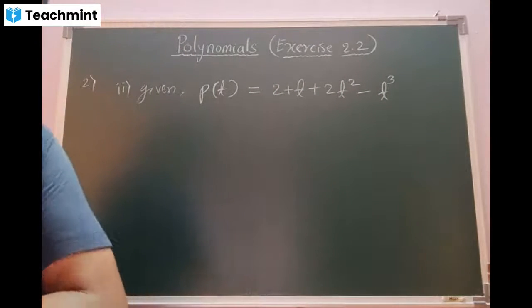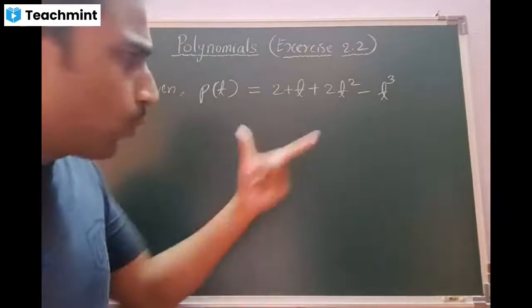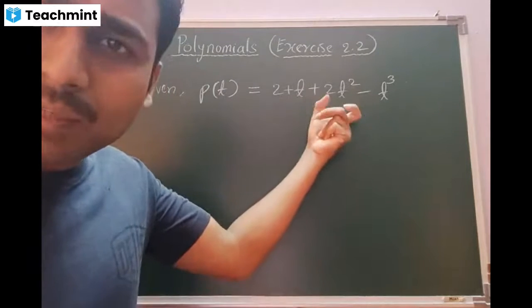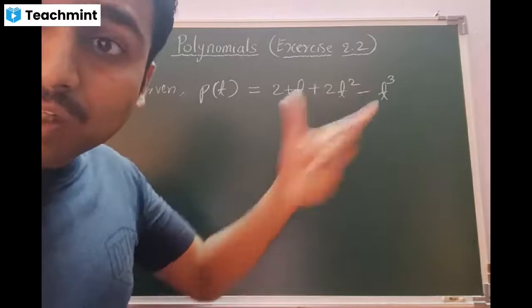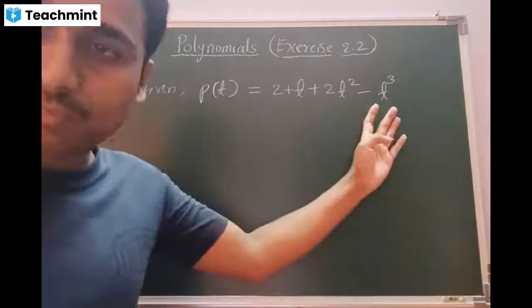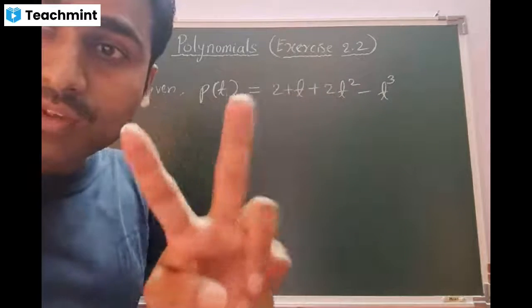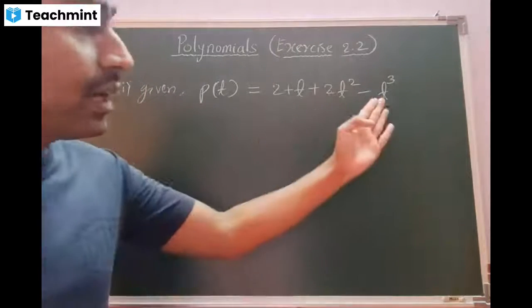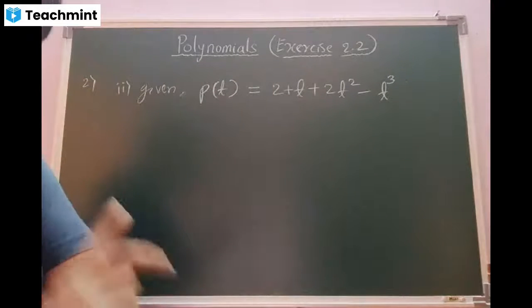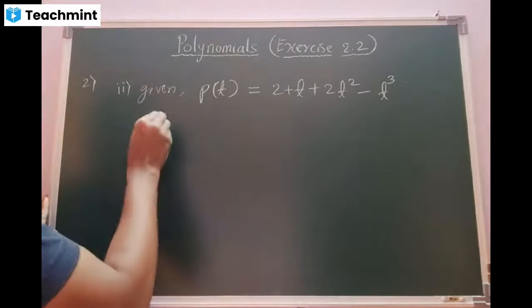What is the change? Only the polynomial is changed, beta. It is somewhat different and a little bit increased, the developed polynomial. Earlier 3 terms, now here 4 terms. Earlier the highest degree was 2. What is the degree here, beta? 3. The rest all remain the same, beta. Let us do the work.